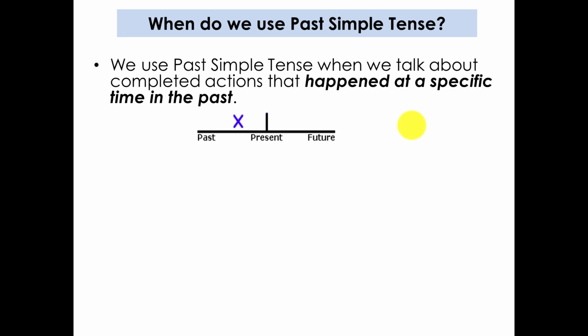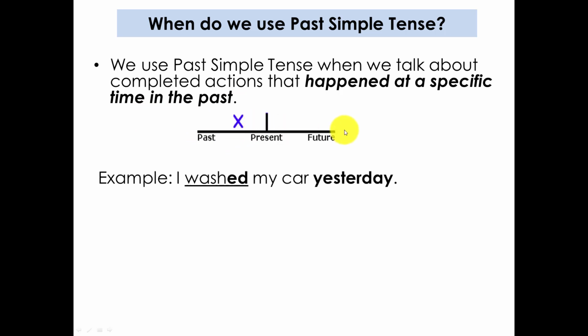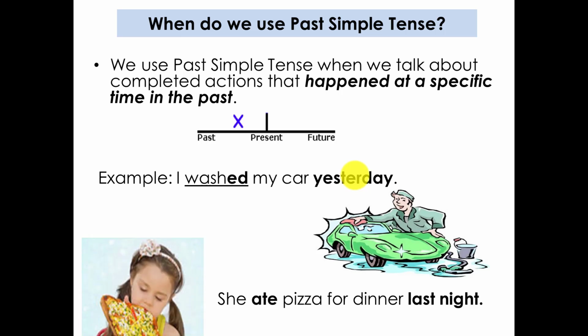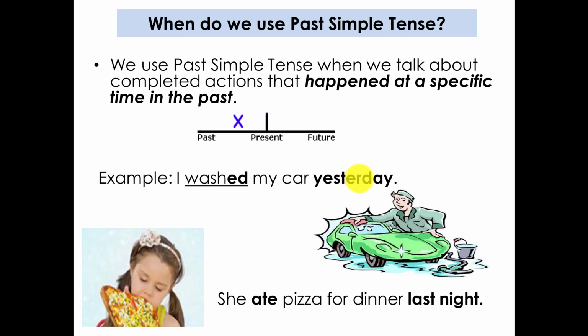We said that we use the past simple tense to talk about completed actions that happened at a specific time in the past. So we know exactly when the action happened in the past. For example, I washed my car yesterday. So this sentence is in simple past. How do we know? We have yesterday. Yesterday is a time indicator. We know when the action happened. It answers when. Another example, she ate pizza for dinner last night. It answers when. So if we have a sentence that answers when the action happened in the past, this is past simple.